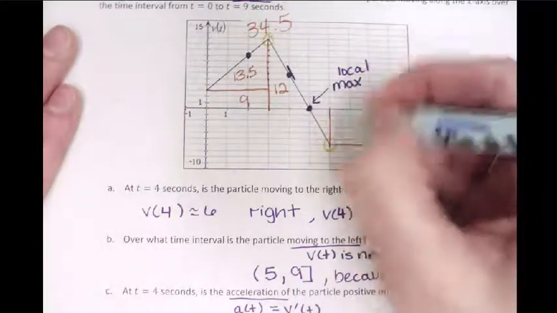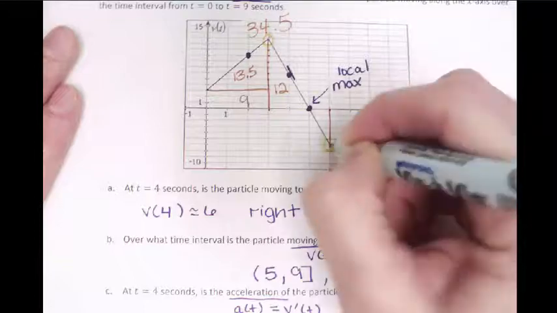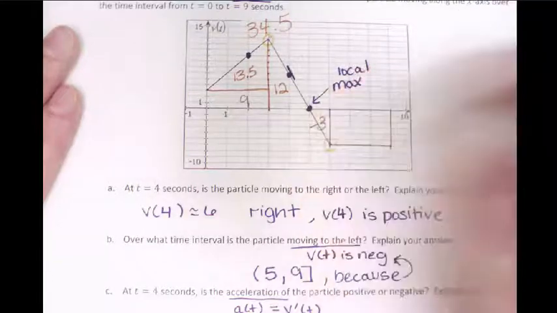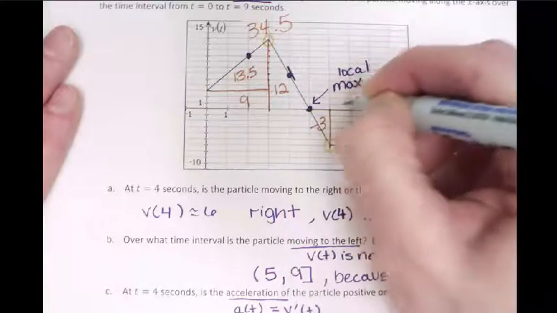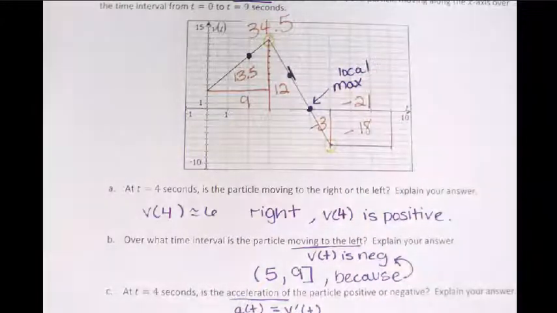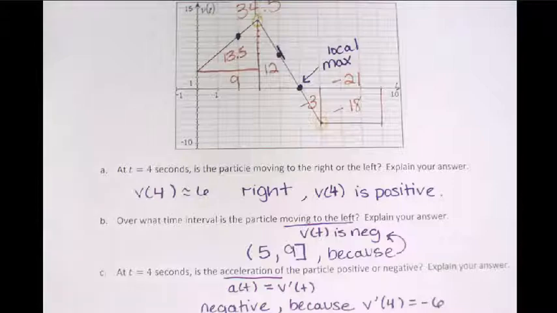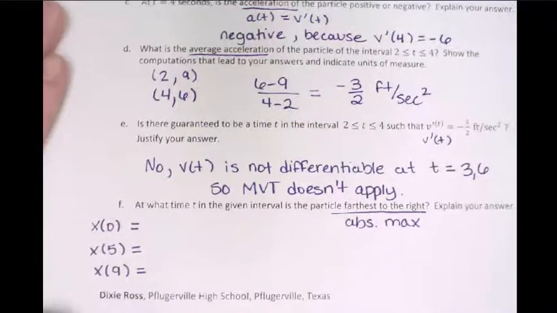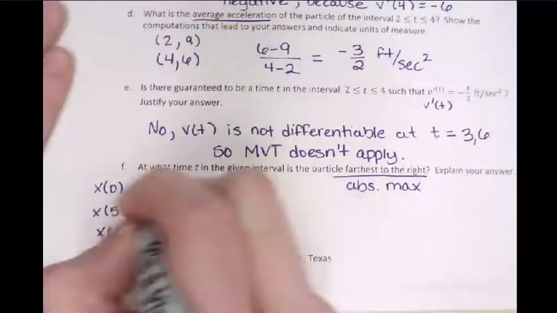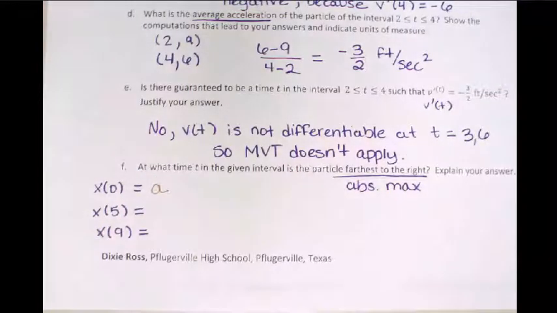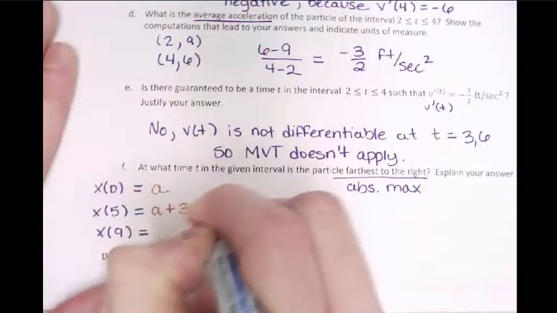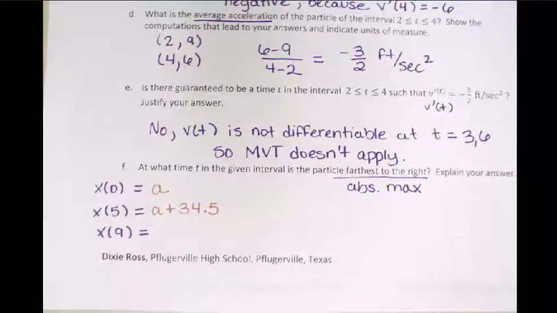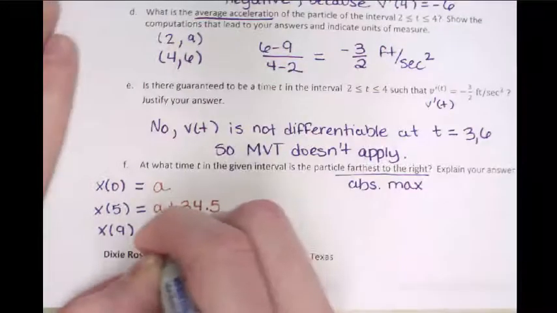This triangle is 1 by negative 6, so that would be an area of negative 3. And then here we have an area of what? Negative 18. So altogether, we go back down 21. They didn't actually tell us where the particle starts on the x-axis. That's okay. We don't really need to know that. So x of 0 starts somewhere. I don't know. Let's just call it A. And then to get to x of 5, we're going to go up 34.5. And then to get to 9, we're going to go back down 21.